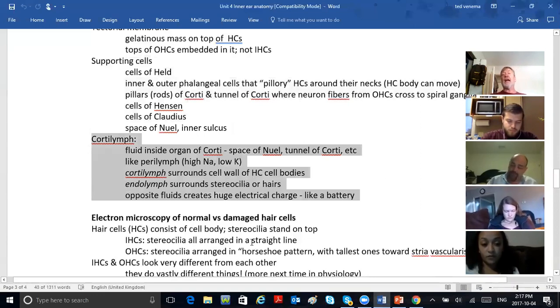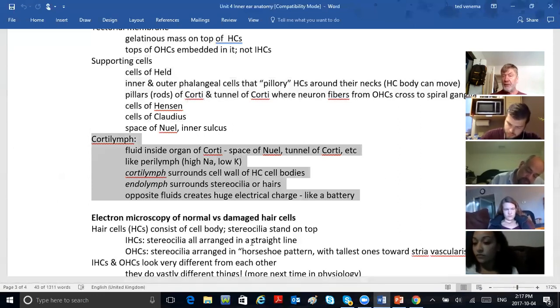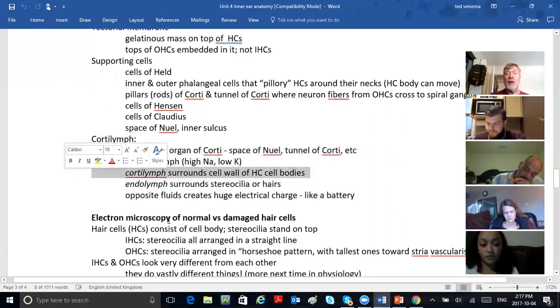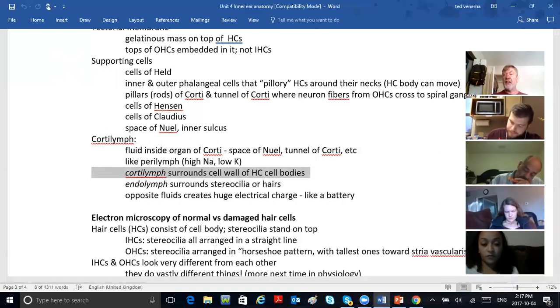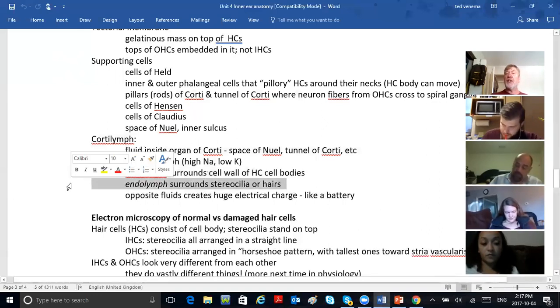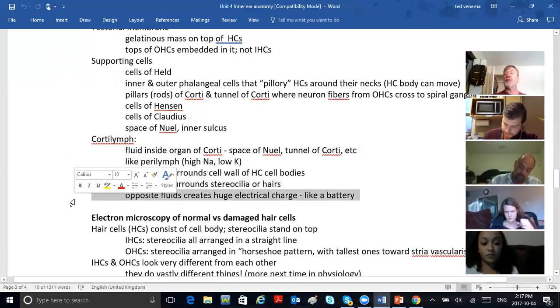Cortilymph. Highlight that and put a star by it. It's fluid inside the organ of Corti, and it's like perilymph. So it's a little island of perilymph inside the membranous labyrinth where perilymph is not supposed to be. Cortilymph surrounds the cell bodies, the cell walls of the hair cells themselves, and endolymph surrounds the hairs. So the opposite fluids create a huge electrical charge.